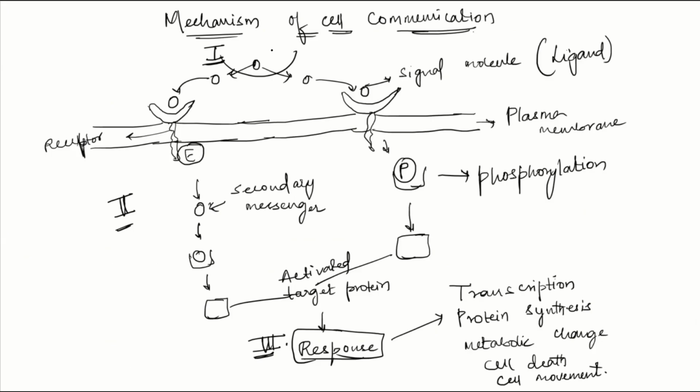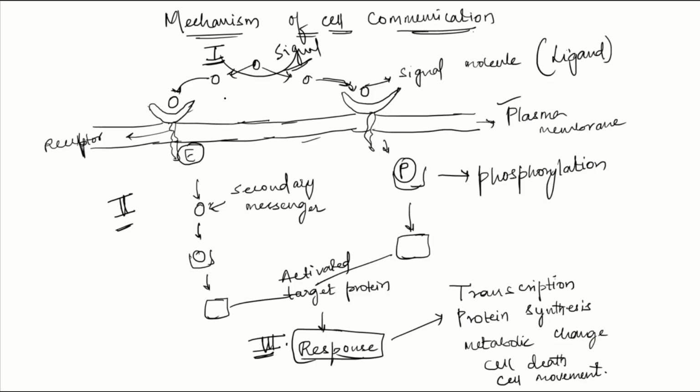Basically this is the signal cell. It acts by two mechanisms. I will discuss both the mechanisms. The first mechanism is when it binds to the receptor. This is the receptor and this, as you can see, is the plasma membrane.